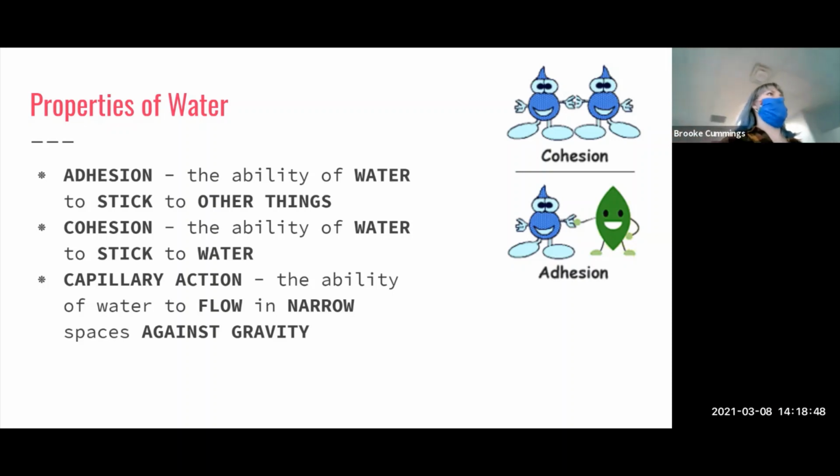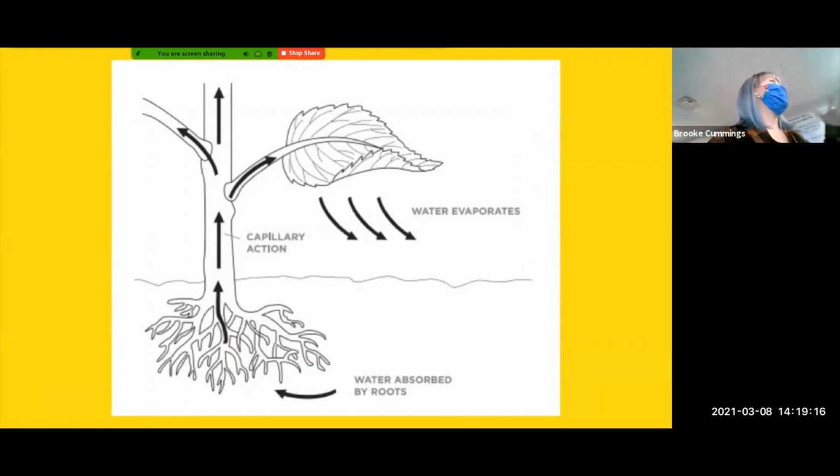So this capillary action is actually what's working in the vascular tissues of the plant in order for the water to flow up the plant. So that's capillary action in action. So water goes from the roots, uses capillary action through the vascular system to get up to the shoots, and then water evaporates out of the stomata.